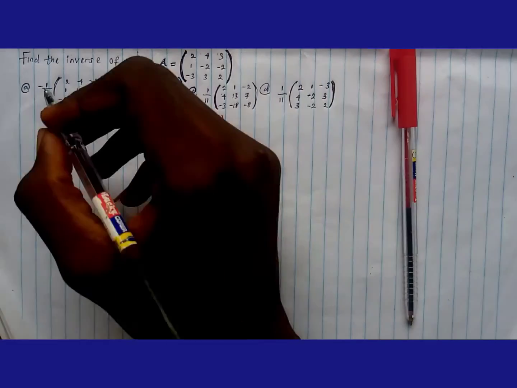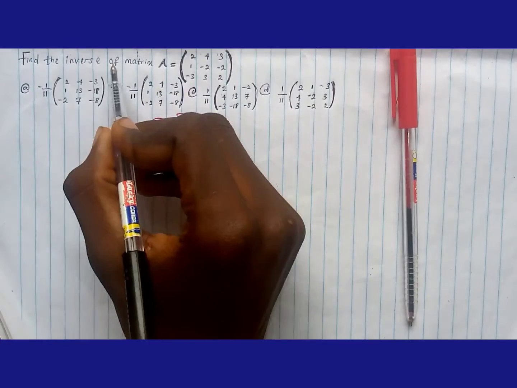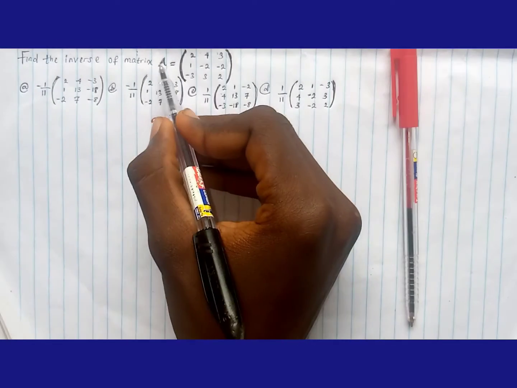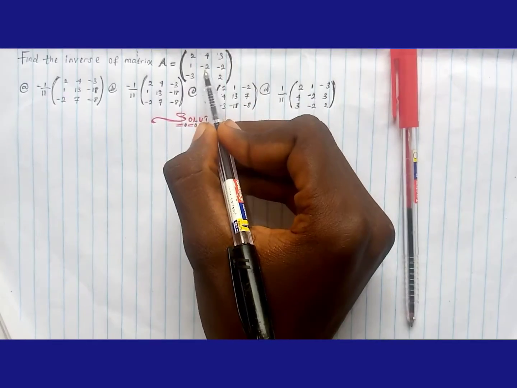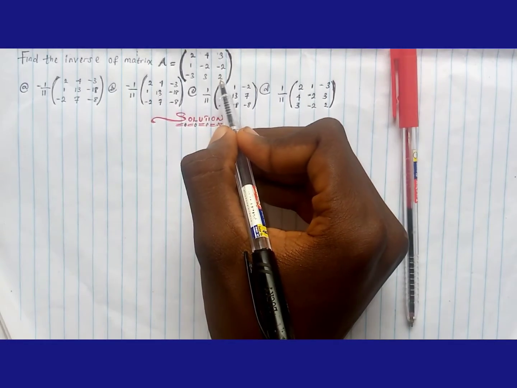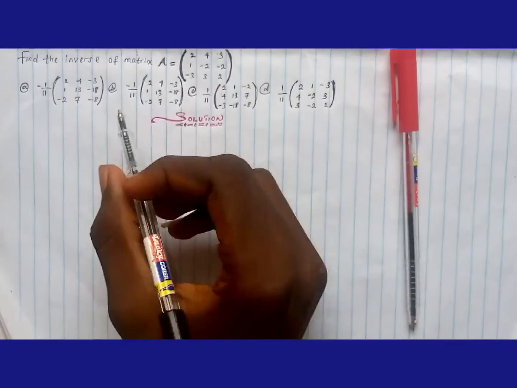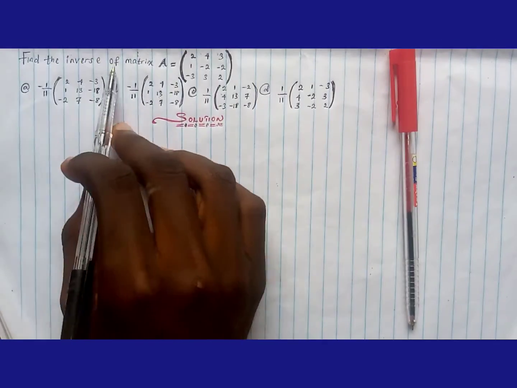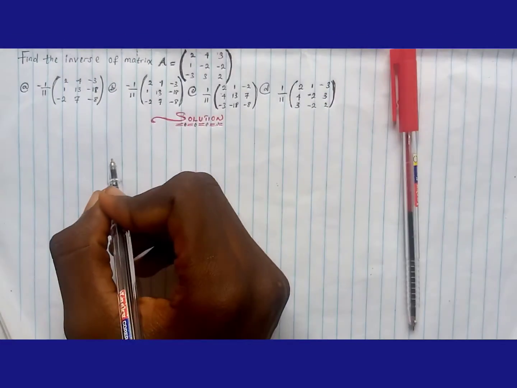Here we have another question which says, find the inverse of matrix A. The matrix A is given as 2, 4, 3, 1, minus 2, minus 2, minus 3, 3, 2. These are the options given. Whenever you are given a matrix and asked to find its inverse, there is a particular formula for it.